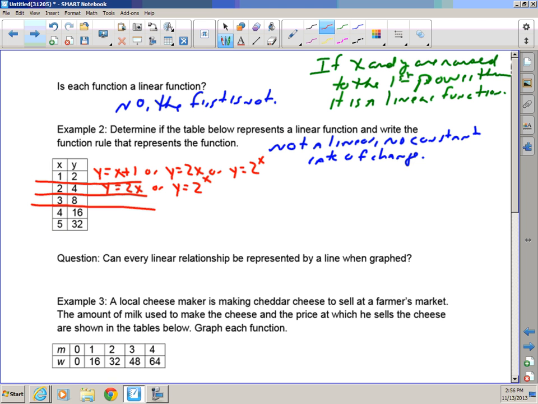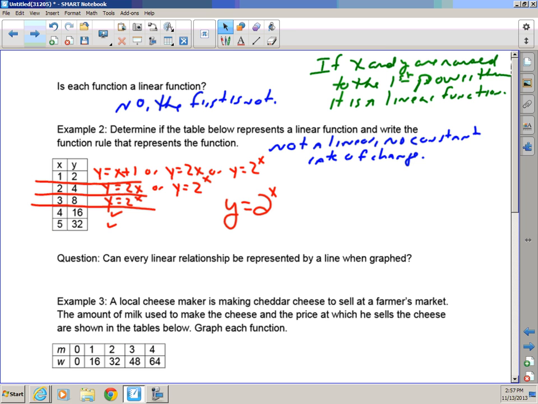So now I've got 2 candidates in the running. Now I go down to the third one. Well, y equals 2x doesn't work, but y equals 2 to the x power works. And you'll see it works here and there. So the function rule is y equals 2 to the x power. That is called an exponential function because the x is in the exponent place. Okay? We're going to deal more with exponential functions in the next unit, but just wanted to introduce the concept to you.